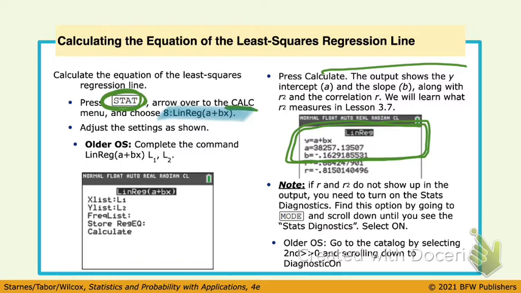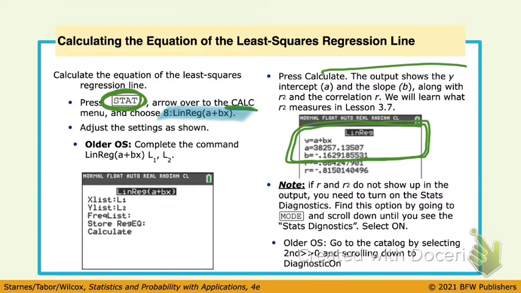Okay, so to do that, you're going to hit the mode button on your calculator. It's near the second button. You hit mode, and you're going to scroll down until you see the stat wizard and the stat diagnostics. Make sure both of them are turned on.